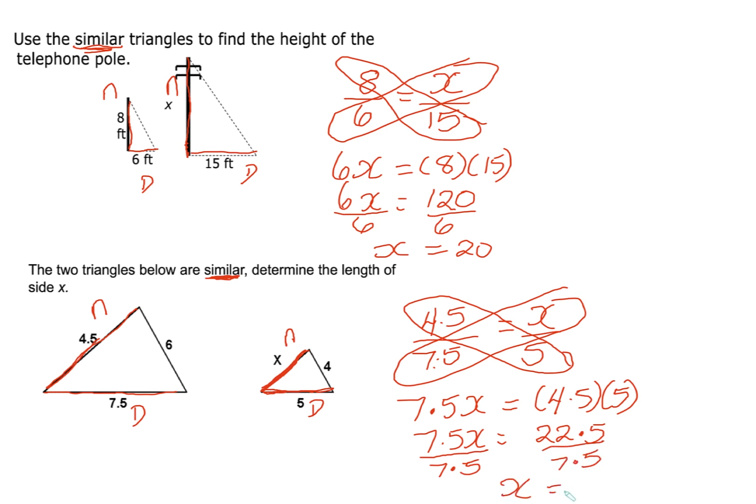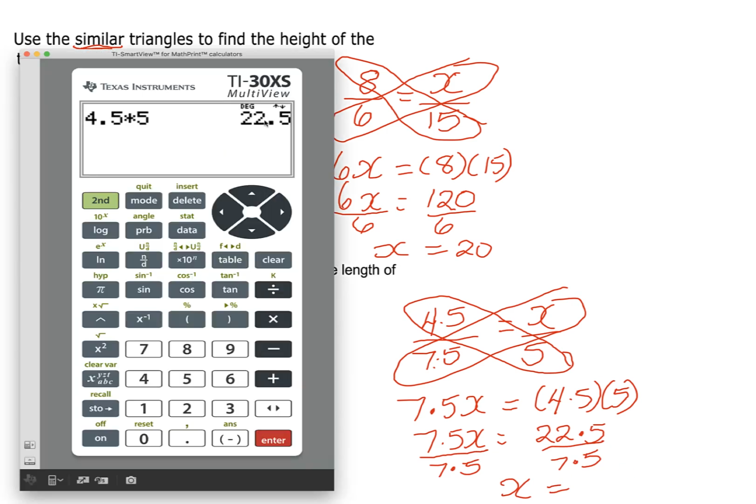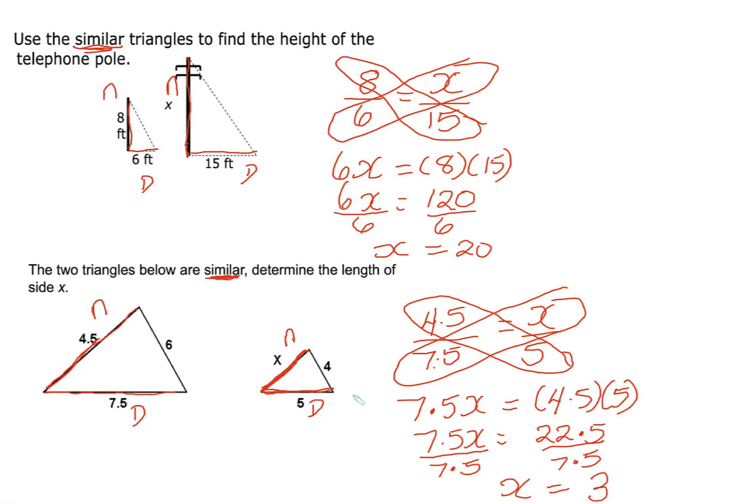So x has a value. I'm going to get my calculator. So notice I have the 22.5. All I have to do now is divide. And the answer is my 22.5. I'm going to divide by 7.5. And when I hit enter, my answer is 3. So x has a value of 3.